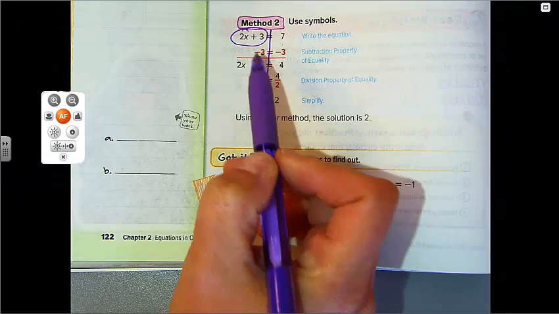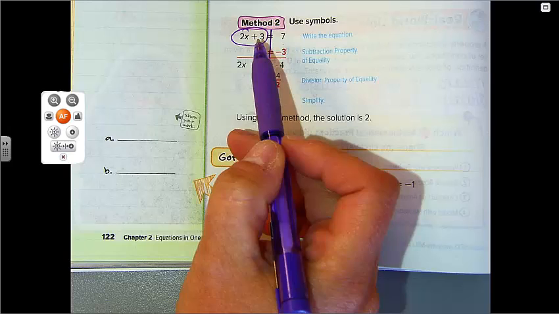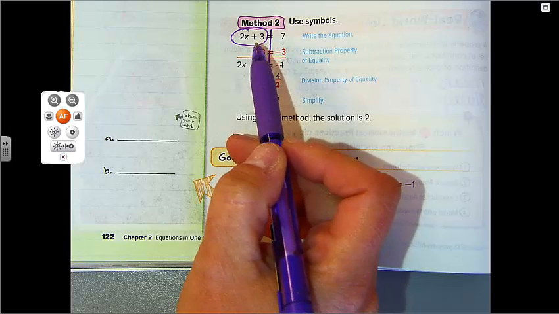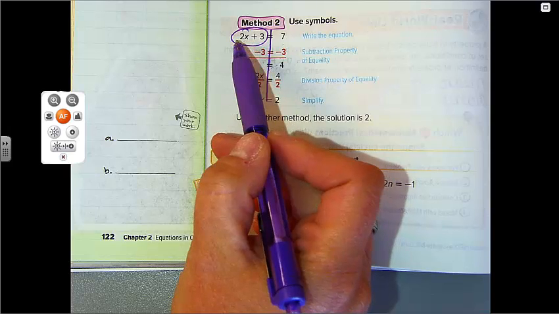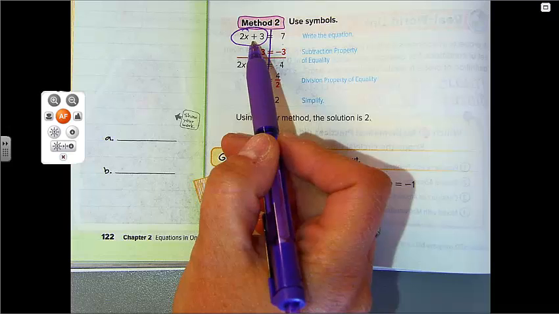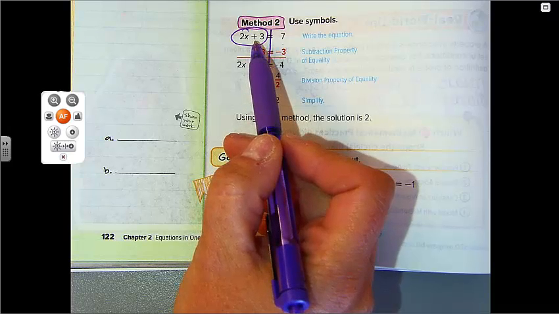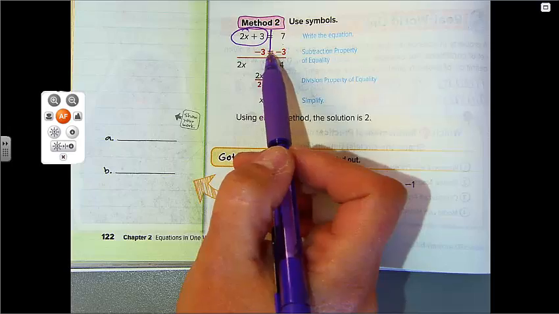So this is the side that I want to focus all of my attention on. The first thing that I'm going to do is move everything that's not attached to x. This 2 is attached to it because they're side by side. This plus 3, though, is not attached to x, so I'm going to move it. It was a positive, and the opposite operation from plus is minus, so I'm going to subtract 3 from both sides.